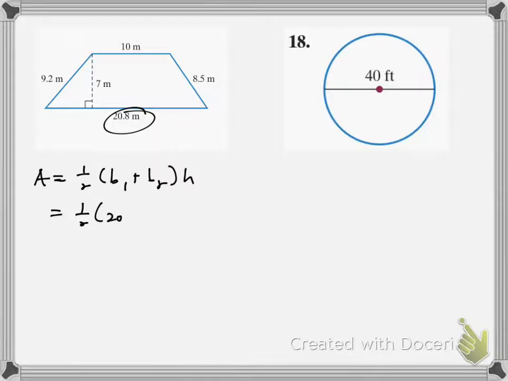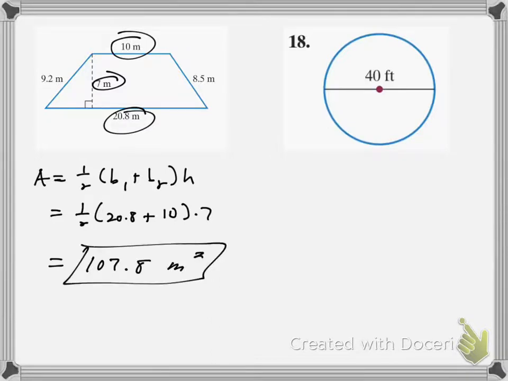So that'd be 20.8 plus base 2 is 10, right? Times the height, which is 7. Okay, let's plug this into my calculator. So I do 20.8 plus 10. Then I multiply it by 1/2 and 7. And it looks like I get 107.8 square meters. Meters squared.